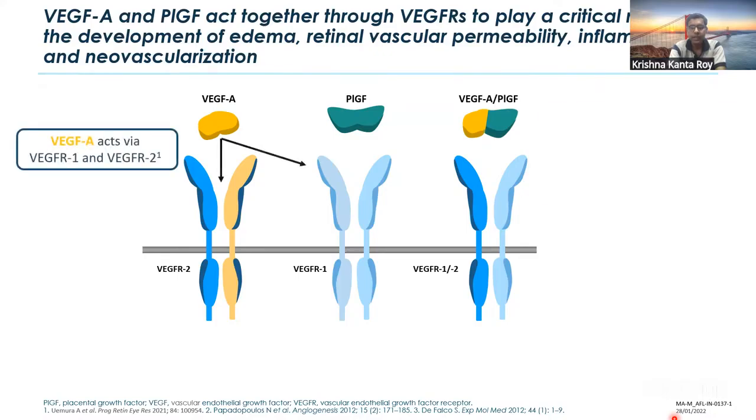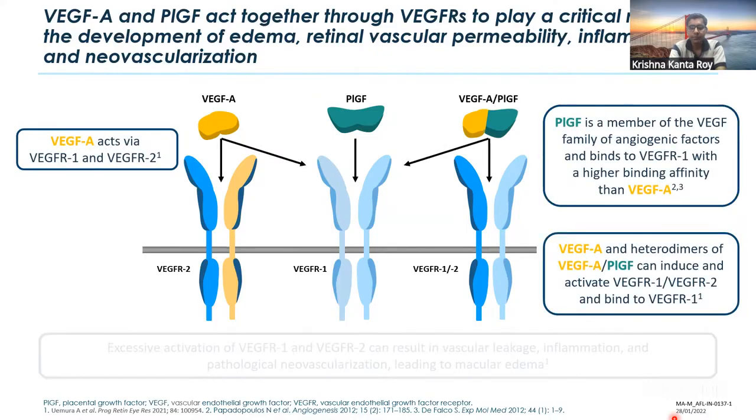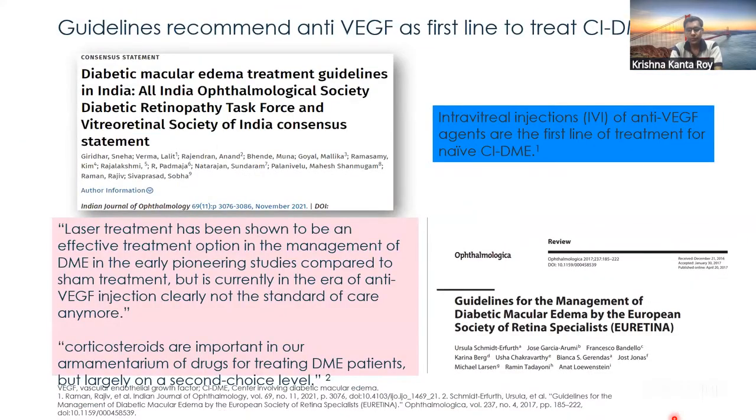So that's why aflibercept works a little bit better compared to other agents. Now, this is the guideline for center involving diabetic macular edema. This is from our Indian IGO. This is the Indian Ophthalmic Society guideline. So intravitreal anti-VEGF agent is right now the first line treatment for diabetic macular edema.